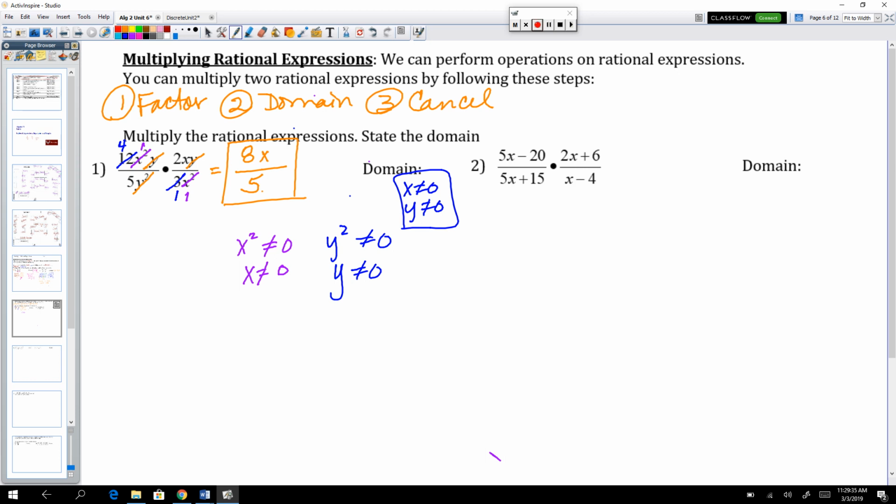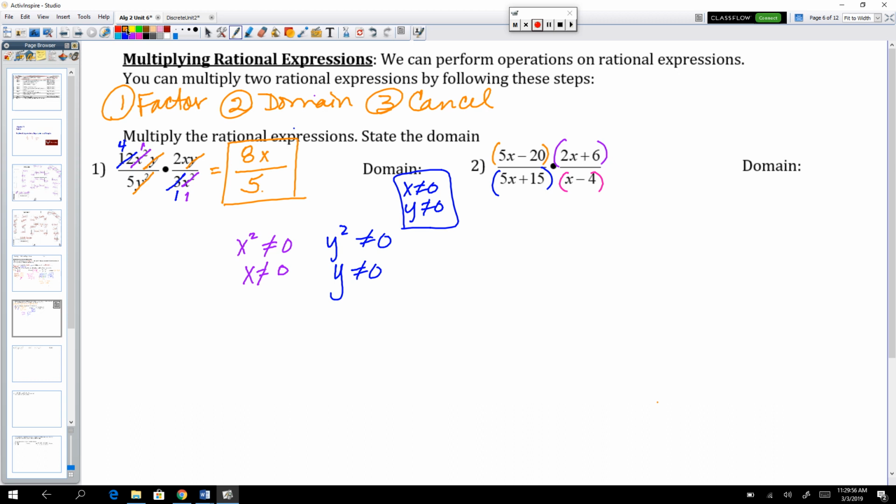Let's take a look at number 2. Number 2 is more typical of what you'll see in this unit. You've got some work to do first. You've got some factoring work to do. I would factor each section of this. So let me color code these so that we know what we're talking about. There's an orange, there's a blue, there's a purple, and there's a pink.